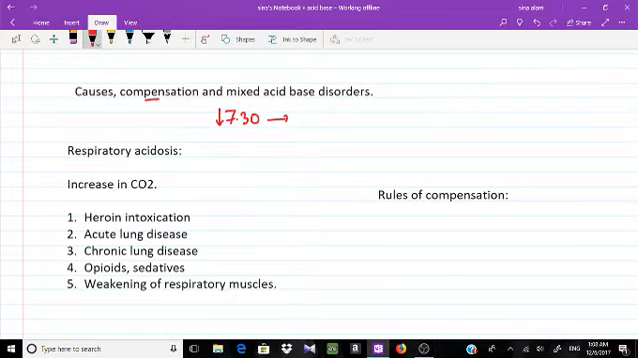Do you think this 7.35 will go to the 7.35 to 7.45 level by the compensation? Very rarely. This compensation is not up to the normal. That means that if there is a problem with the pH of the blood, if it goes down or if it goes high, the compensatory mechanism cannot fully bring it back to normal.